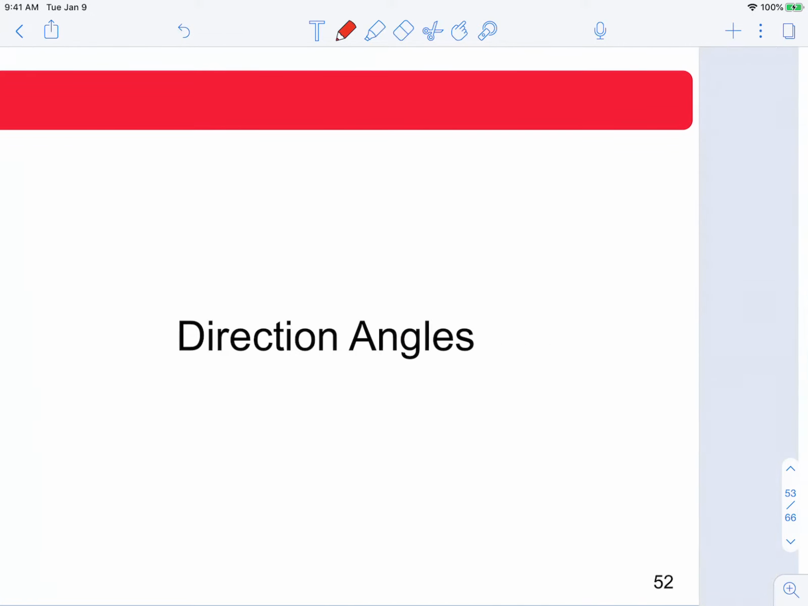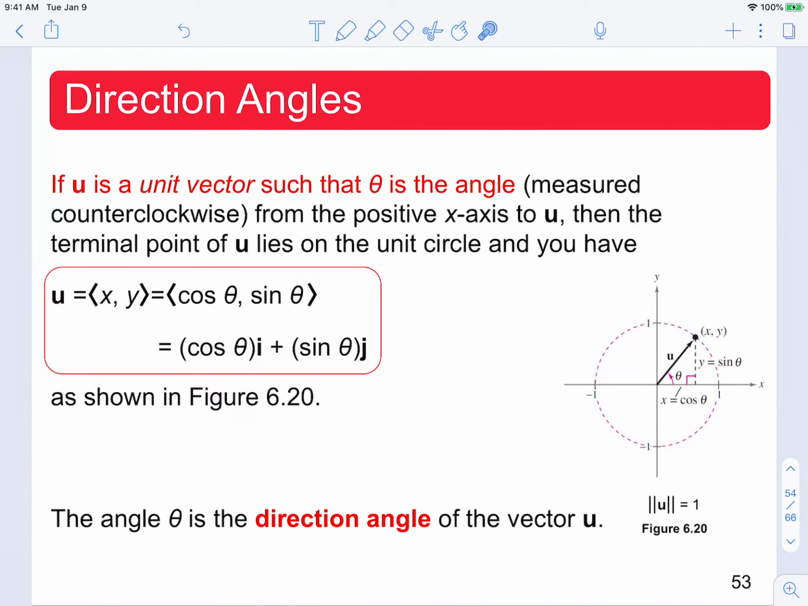Direction angles. If u is a unit vector such that theta is the angle measured counterclockwise from the positive x-axis to u, so this here, then the terminal point of u lies on the unit circle.